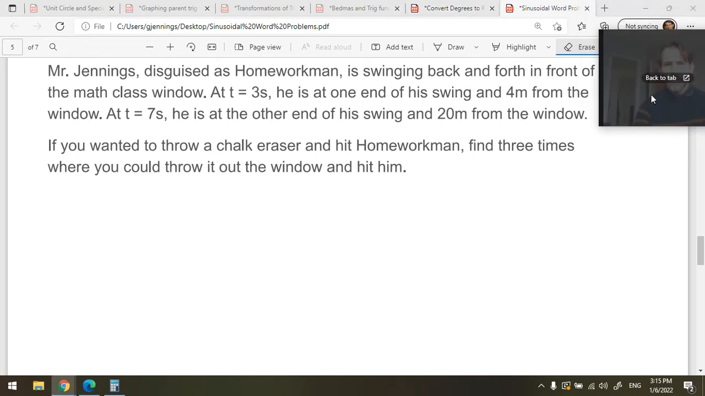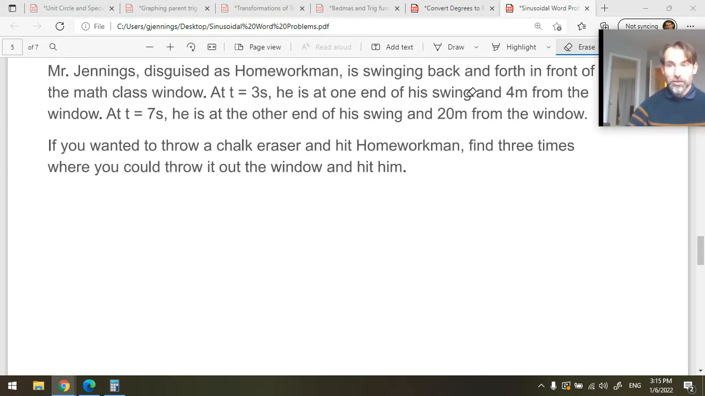At time t equals 3 seconds, I'm at one end of my swing, 4 meters away from the window. At time t equals 7 seconds, I'm at the other end of the swing, but I'm 20 meters from the window. I must be swinging from a very long rope or swinging very, very high. Wow. Okay. If you wanted to throw a chalk eraser out the window and hit homework man, find 3 different times where you could do it.